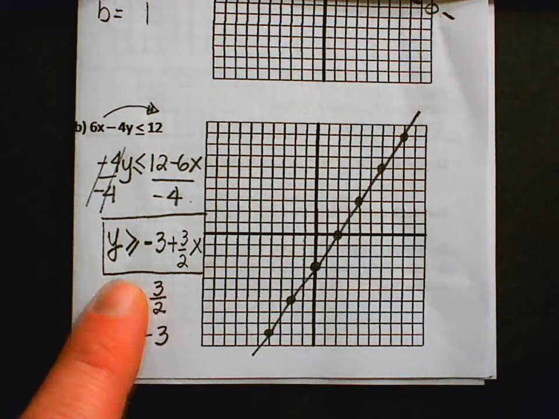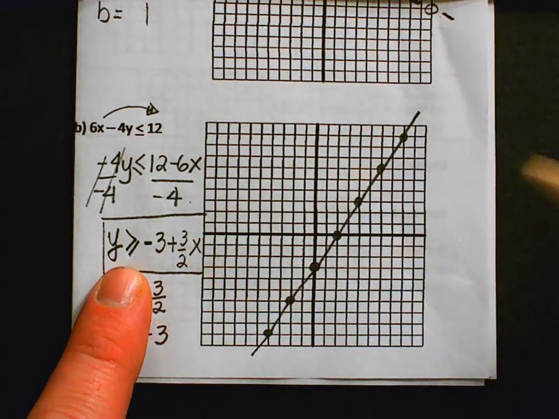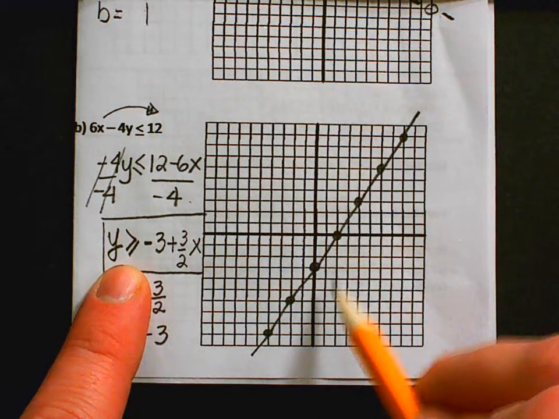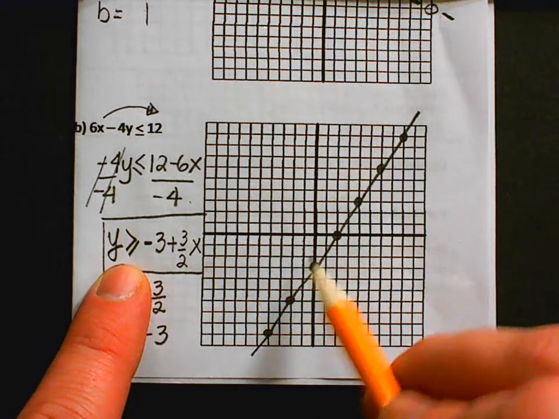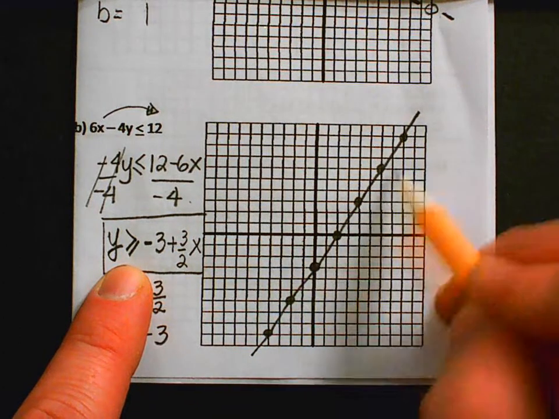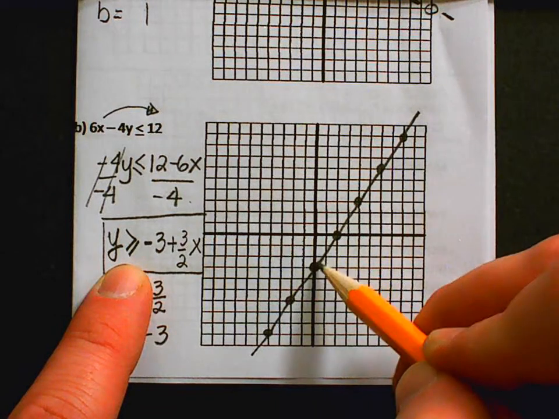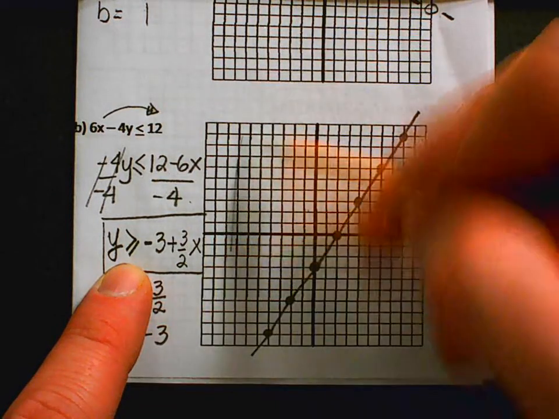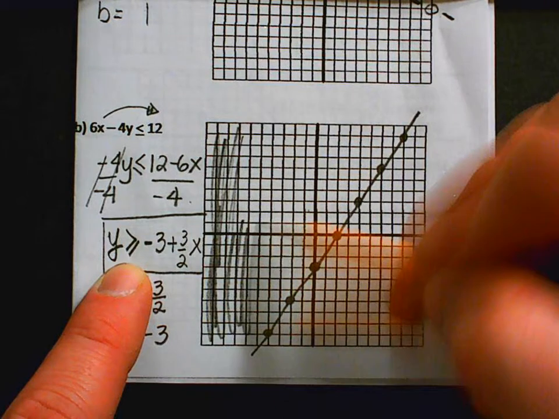Now that I have that, I'm going to shade, and here it says greater than, so where would be above the line? Greater than means above the line. So here's the line, and above the line would be over here. So you would shade right there.